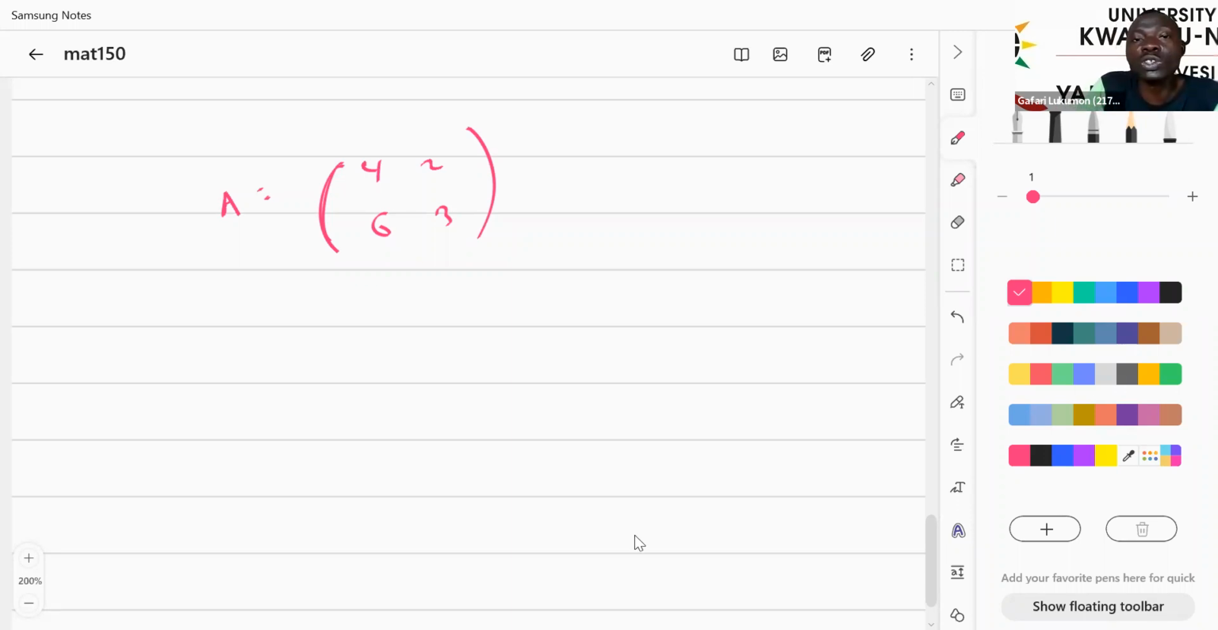So, if you want to use the quicker method, that will be 1 over 12 minus 12. You understand now? And 1 divided by 0 will give you undefined, indeterminate. This is 3, minus 6, minus 2, 4. And because this one is 1 over 0, you can't find the inverse. Then the inverse does not exist. Why? Because A is a singular matrix.